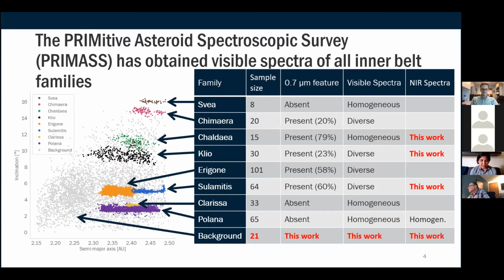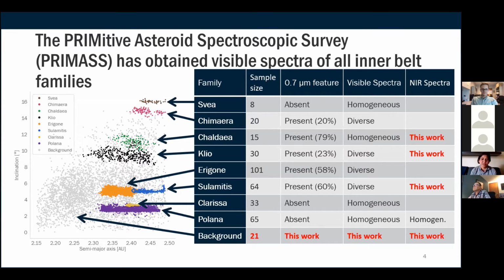But again, the 9th population of primitive asteroids in the inner belt is the background, and there hadn't been a study of the background in the visible, and so I looked for published spectra of any background objects, and I characterized them in the same way that all of these families were characterized, and I'll talk about that a little bit later.